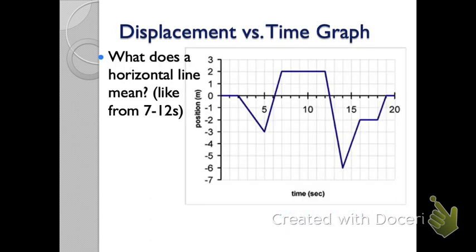All right, here we go. What does a horizontal line mean on a displacement versus time graph? So, for example, from 7 to 12 seconds. My object from here to here, what's it doing? It is not moving. Is its displacement changing at all during that time interval? No. So that means it is standing still. Is that also called plateauing? I don't know about it in math.